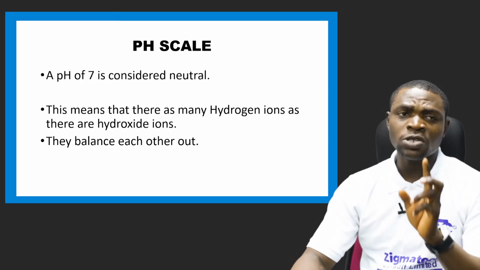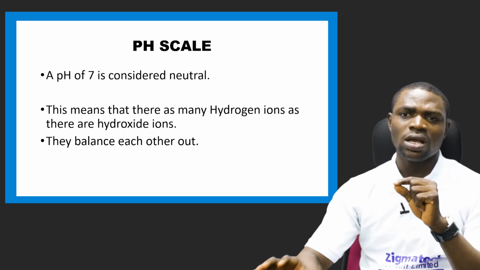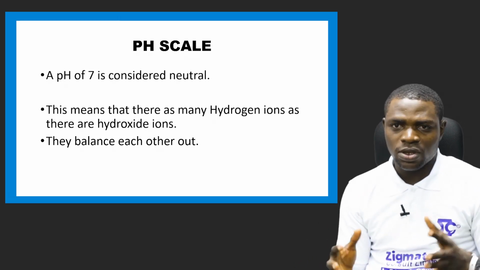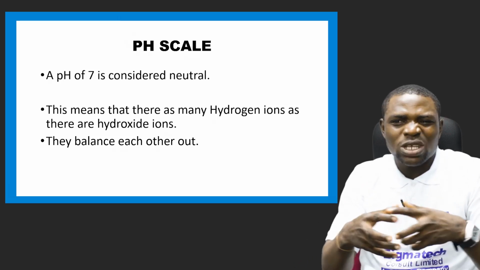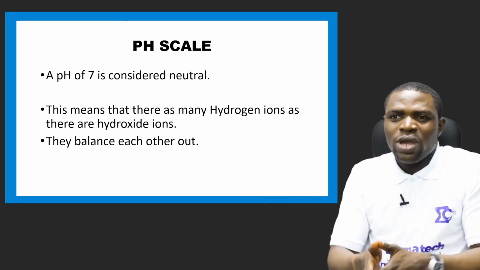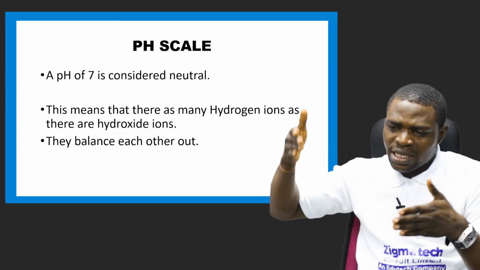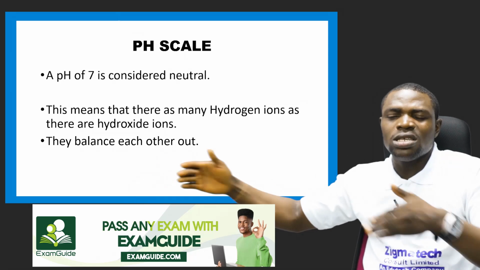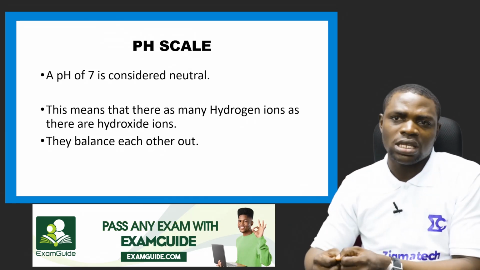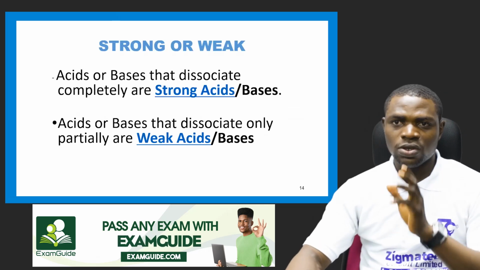Now, because pH 7 is considered neutral, it means there are as many hydrogen ions as hydroxyl ions. We need to compare hydrogen ion and hydroxyl ion together, and as we do this, we need to strike the balance. And the balance actually comes when we stay at pH 7. Anything from 7 upward, 8, 9, 10, 11 to 14, is basic. It has a very high basic content. And anything from 0 to 6 has a very high acidic content. You need to understand it.